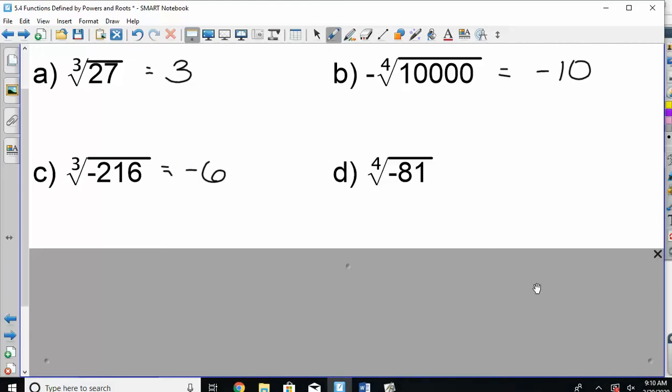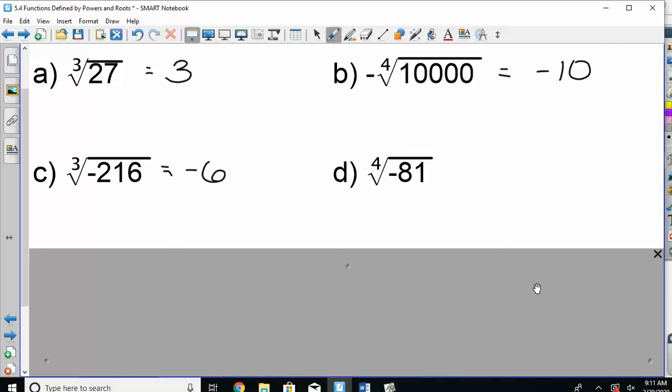So it doesn't matter if they're inside or outside, they're going to be negative. You do have to watch. So if it's an odd root, it can be inside, but like on D, if I said the 4th root of negative 81, what happens if you type that one in your calculator? The 4th root of negative 81?